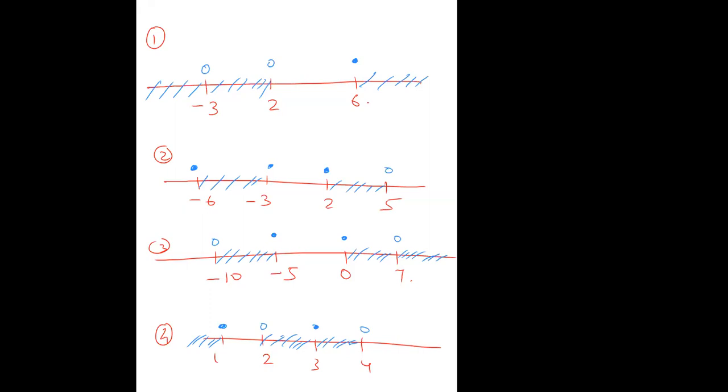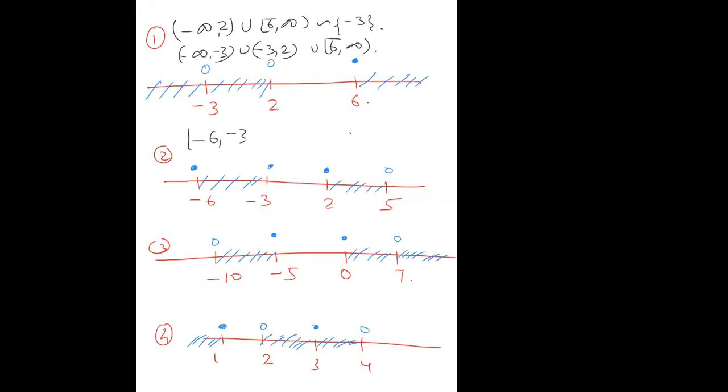Done. See. Minus infinity to 2, union 6 to infinity, negation minus 3. Or you can write minus infinity to minus 3, union minus 3 set, union 6 to infinity. In both ways we can write. Minus 6 to minus 3, union 2 to 5. Right?